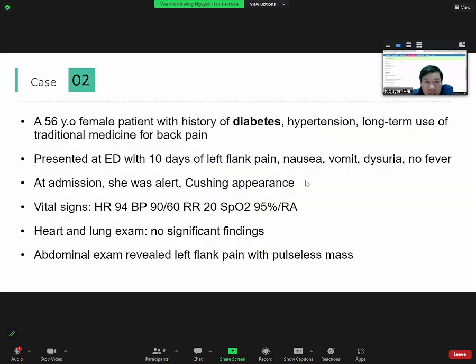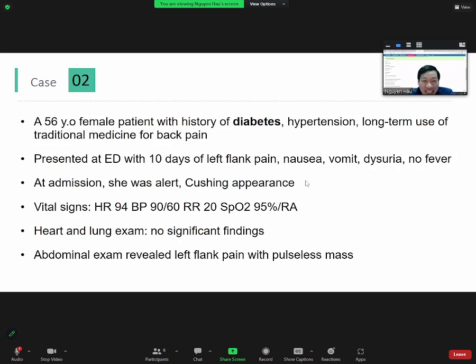We continue with case 2. A 56-year-old female patient with a history of diabetes, hypertension, and long-term use of traditional medicine for back pain. A lot of patients in Vietnam, especially in the south, usually use traditional medicine for back pain, for any pain in their body. In some situations we see the patient is a doctor, and a doctor can use traditional medicine too.